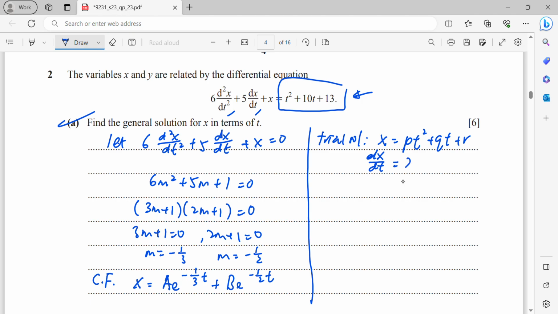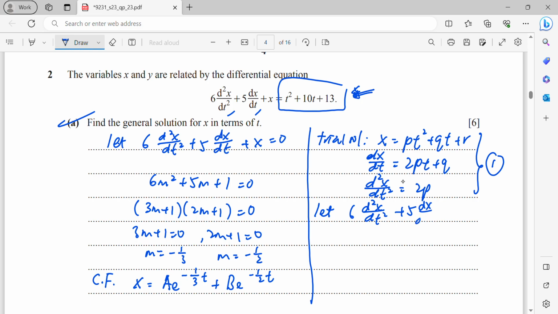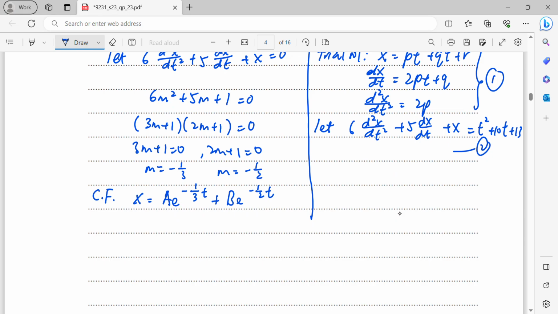Then here it should be 2pt plus q, and then d squared x over dt squared equals 2p. I will let this be the first equation, and let the original differential equation be the second equation: 6 d squared x over dt squared plus 5 dx/dt plus x equals t squared plus 10t plus 13. Okay, so now I will substitute the first into the second equation.